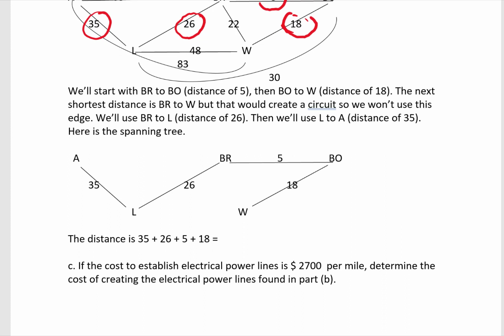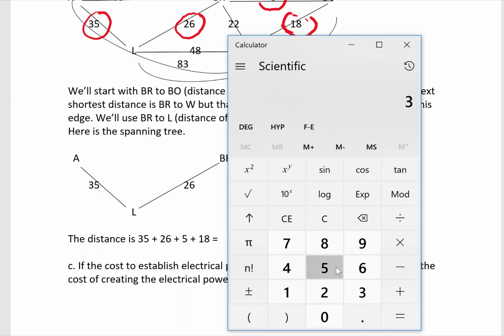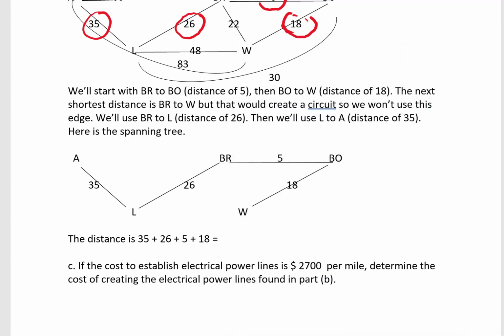Let me get my calculator. And I'm going to add those distances up to find the distance of that path. So it's 35 plus 26 plus 5 plus 18, or 84 miles. And I'm going to put that down here.